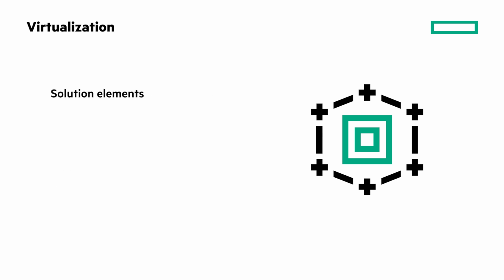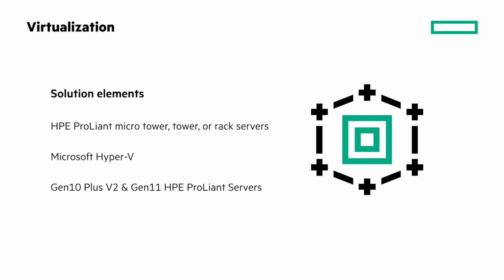The solution elements include HPE ProLiant Micro Tower, Tower, or Rack servers. Options include Microsoft Hyper-V, and customers can manage virtualization with Windows Admin Center, known as WAC, which comes ready to use and at no additional cost. The current solutions include high-performance configurations featuring AMD Gen 10 plus V2 and Gen 11 HPE ProLiant servers. Depending on the number of VMs needed, the appropriate edition of Windows Server 2025 is included, standard or data center.